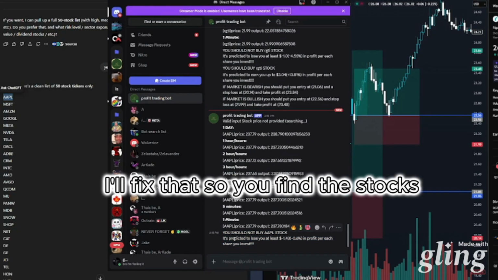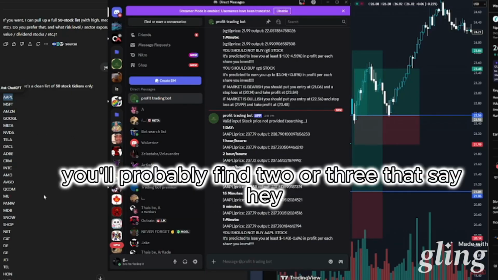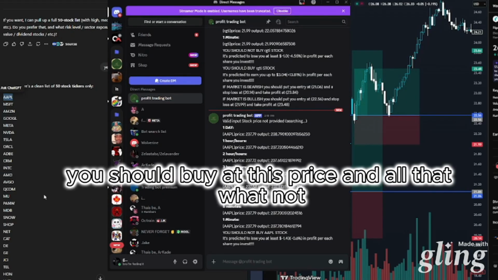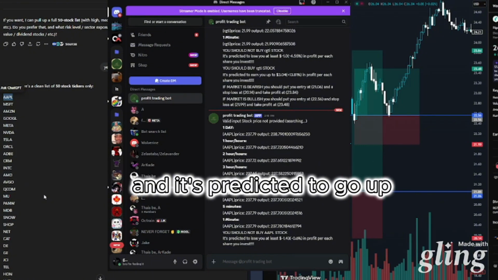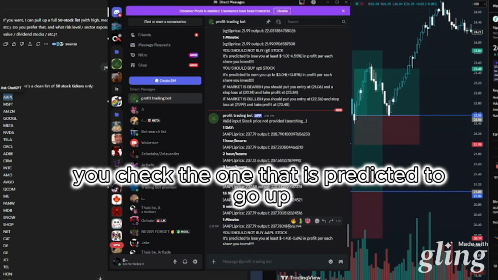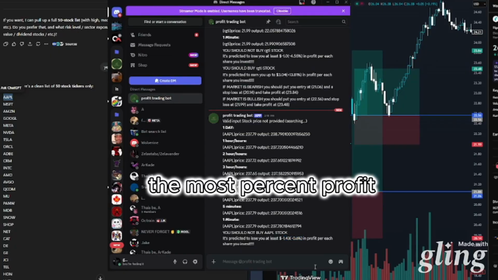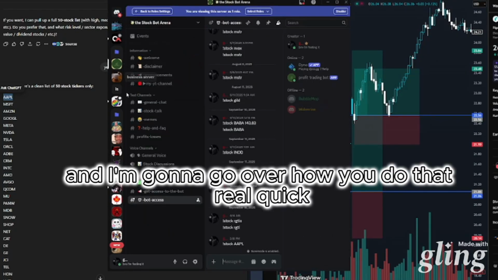Of those 50 stocks, you'll probably find 2 or 3 that say, hey, this stock is worth buying into tomorrow. You should buy at this price, and it's predicted to go up. Then you check the one that is predicted to go up the most percent, not the most dollars, the most percent profit. And I'm going to go over how you do that real quick.